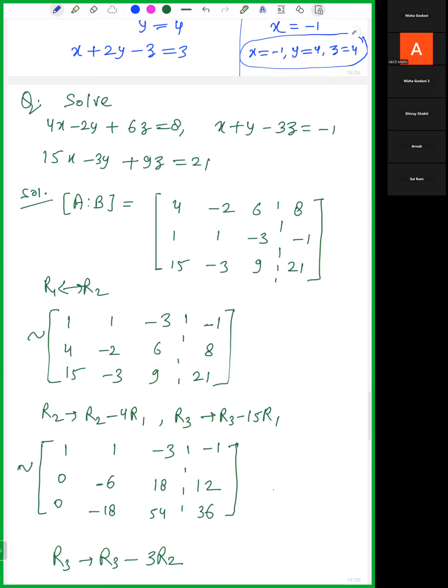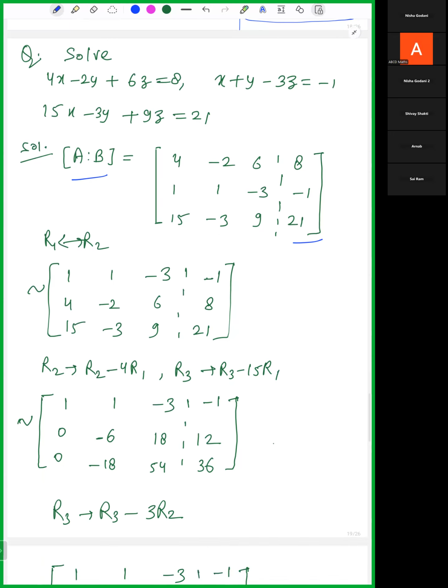See, in this case, first you have to write the augmented matrix like the previous one. Now it is converted to echelon form. How is it converted? The first non-zero entry in the first row is made 1 by interchanging R1 and R2. By applying this operation, you have this 1 here. Now this 4 and 15 are made zeros by applying these operations.